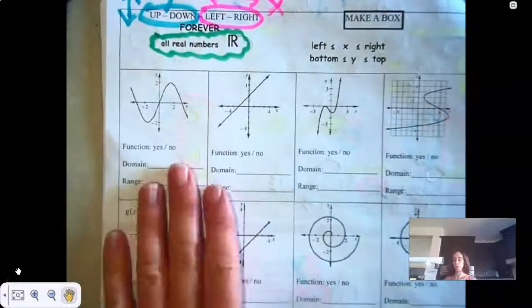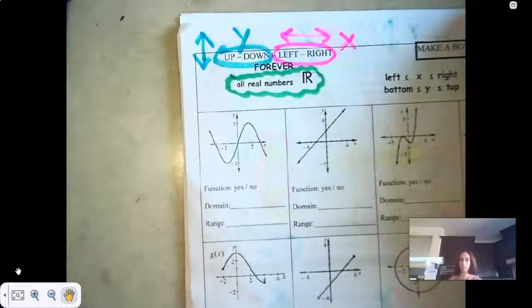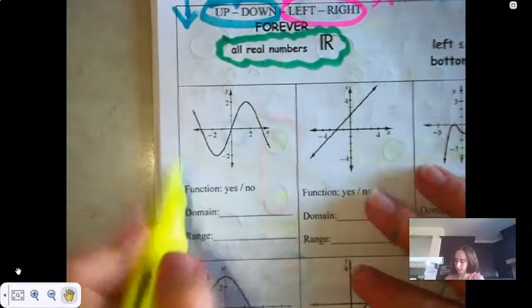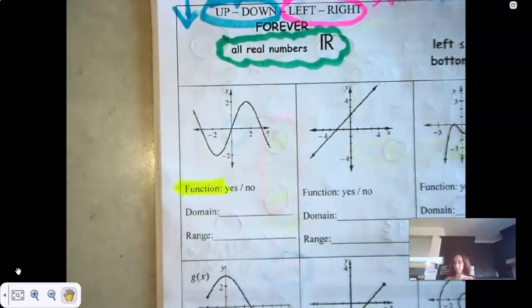So on this page, it's a little bit different. Here, we had points, points, points. But here, we have different shapes. So, is it a big deal? No. They want to know, is it a function?